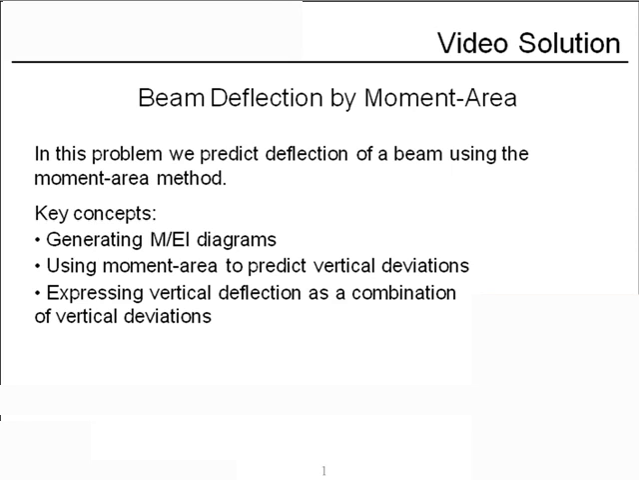Moment area can be a very efficient method for predicting slope or deflection in a beam if we need only that information at one point. The key concepts we're going to use in this example are generating M over EI diagrams, using the moment area method to predict vertical deviations, and expressing vertical deflection at a point as a combination of vertical deviations.